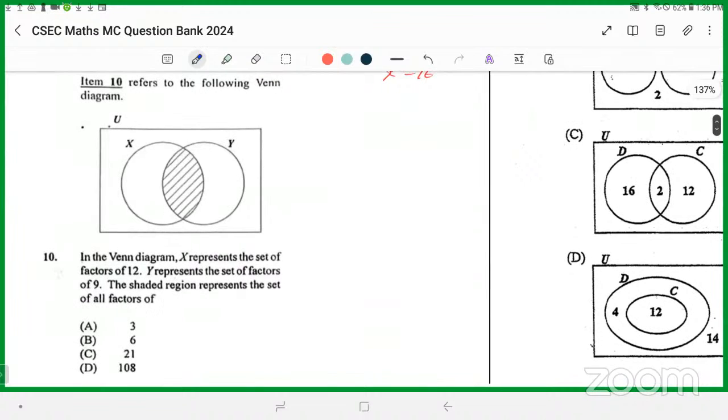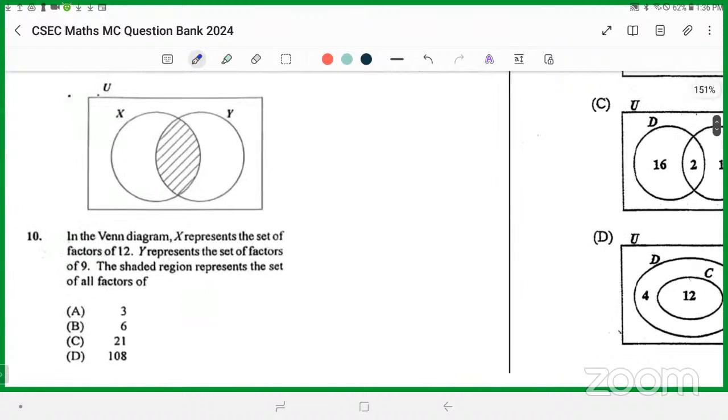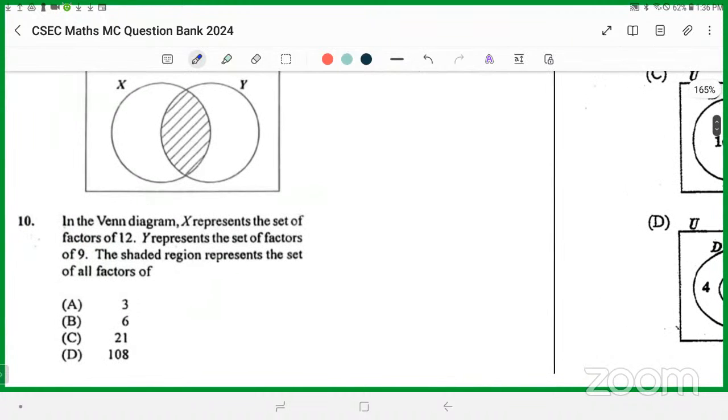This one refers to the Venn diagram below. The Venn diagram X represents the set of factors of 12. Y represents the set of factors of 9. The shaded represents the shaded region. So the shaded region is the intersection. So what I'm going to do for this question is just list out the factors of 12 and the factors of 9, and then we're looking for the intersection, just to be sure.